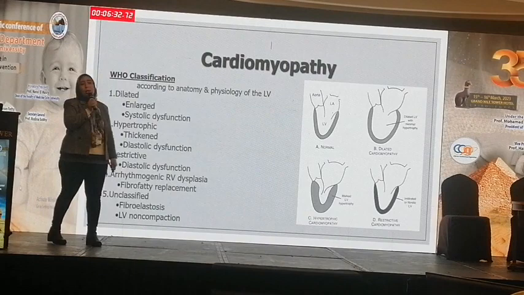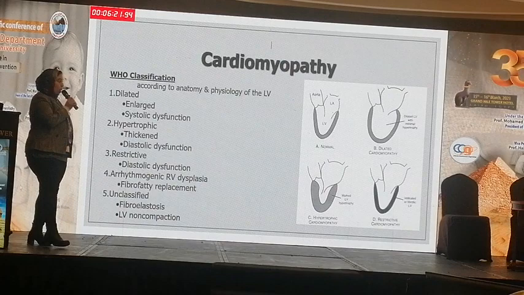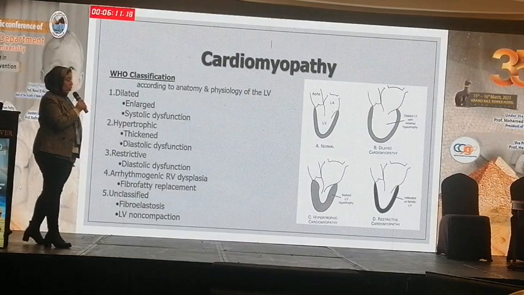WHO set a classification for cardiomyopathy according to the anatomy and the physiology of the left ventricle, and classifies them into five types of cardiomyopathy. The first type is dilated cardiomyopathy, represented by figure B, in which the left ventricle is enlarged and there is systolic dysfunction.